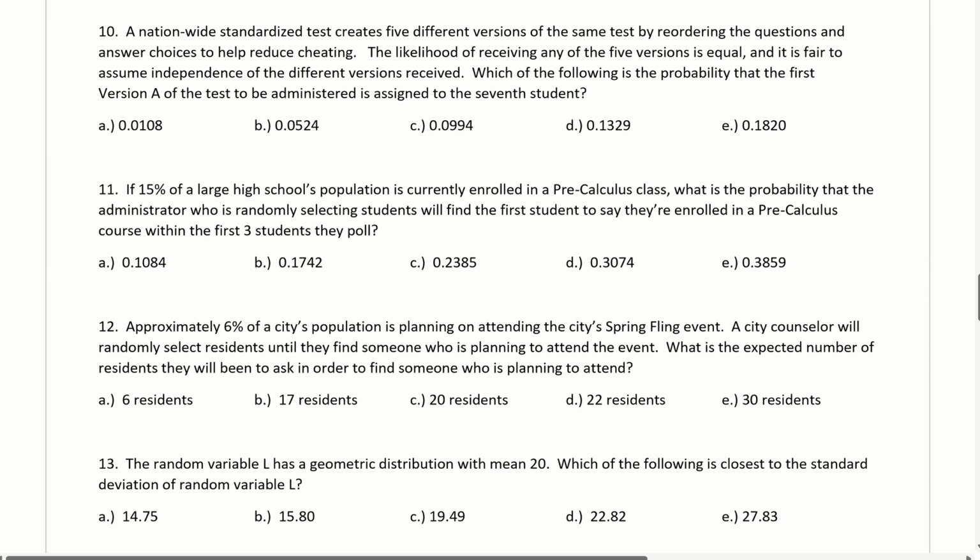All right, number 10. A nationwide standardized test creates 5 different versions of the same test by reordering the questions and answer choices to help reduce cheating. The likelihood of receiving any of the 5 versions is equal, and it is fair to assume independence of the versions received.